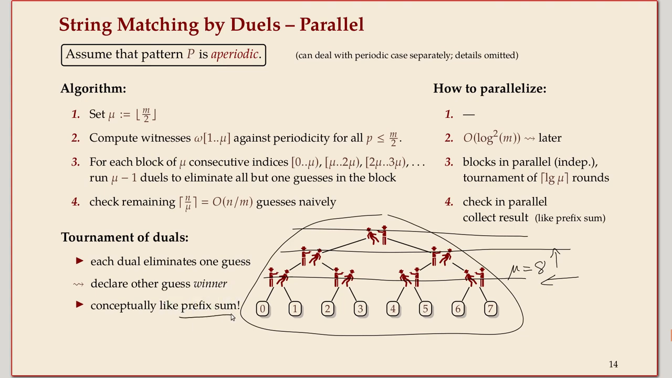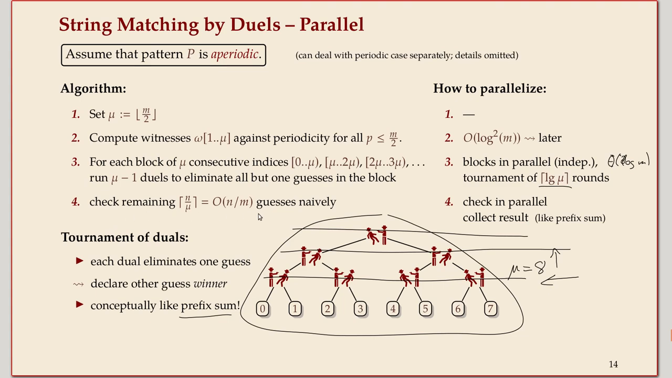So as for the prefix sums, we can do this, and that gives us log of mu rounds, and mu is roughly m. So that would be log m parallel time for step 3. The last thing is step 4.